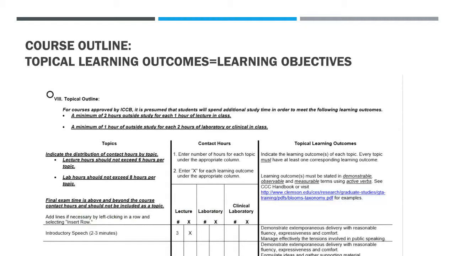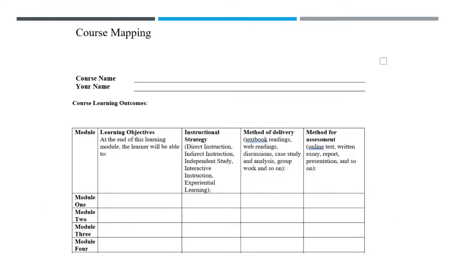Those are going to correlate to the learning objectives in your course content map. So again, taking a look one more time at that course content map. Here we have the course learning outcomes that correlates to the overall learning outcomes on the course outline. And then down here, we have the learning objectives that correlates to the topical learning outcomes from that table on the course outline.